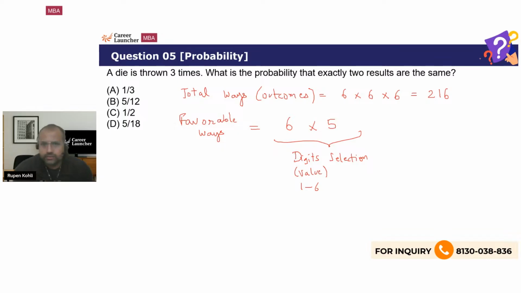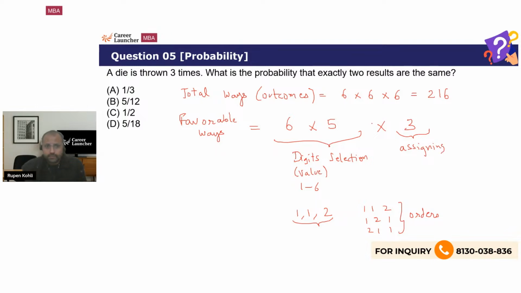Once this is done, just for illustration purpose, let's say I have selected 1 as the number which will repeat and 2 as the number which will come on the third dice. Now this selection of values can turn up amongst the three dice in three different orders: 112, 121, 211. There are three different orders in which these three values can be assigned amongst the three dice. So further, there are 3 ways to do the assigning of the values among the dice.